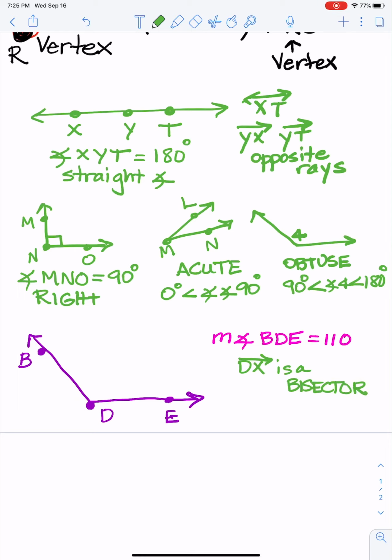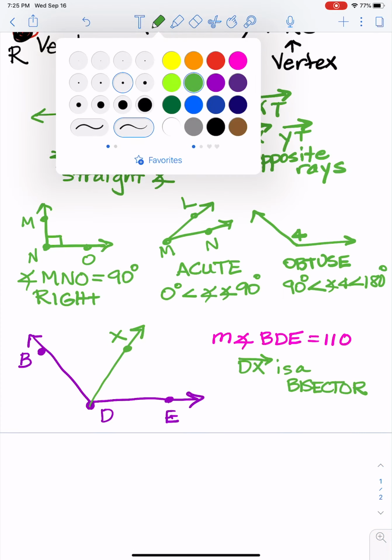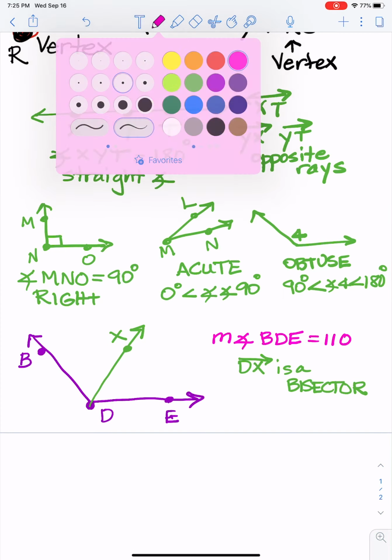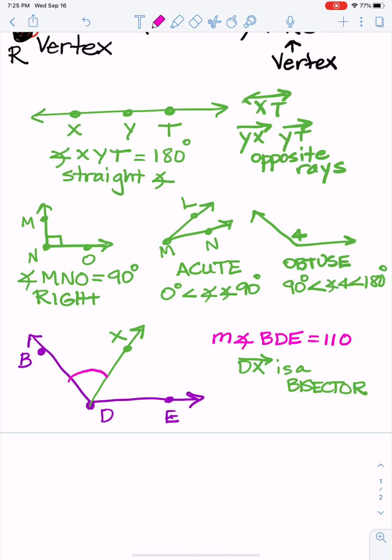Now, when that occurs, this ray has to be in a specific place that's going to, in such a way, split this angle into two equal angles, kind of like slicing a piece of pizza. So B to D to E, the whole interior space, was 110 degrees. But now, because I have bisected this, I have created two smaller angles, which would be half of the 110.